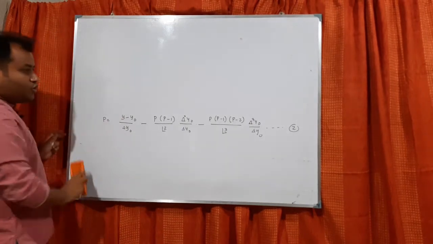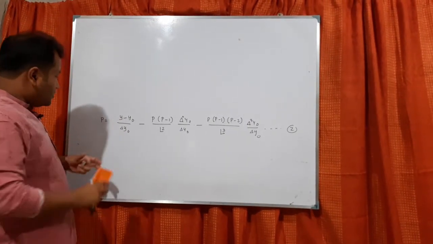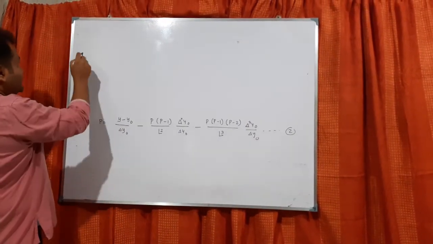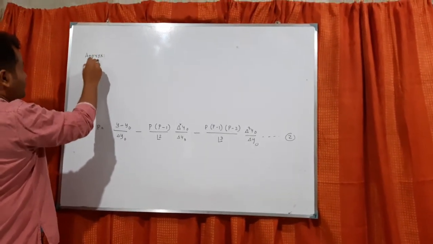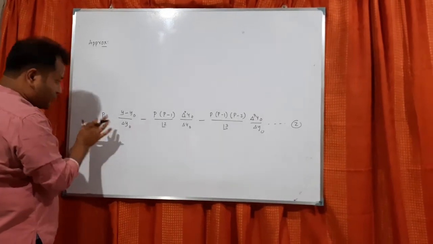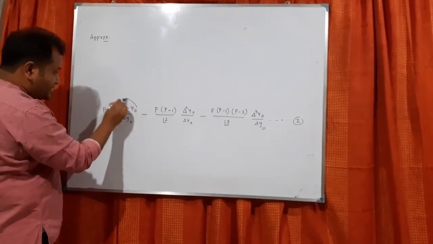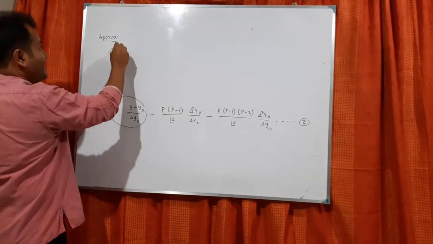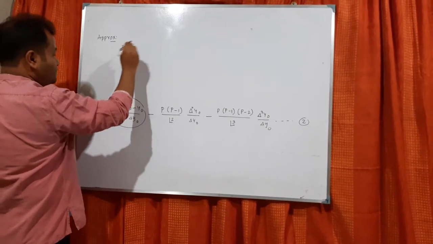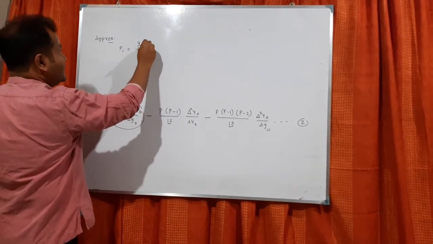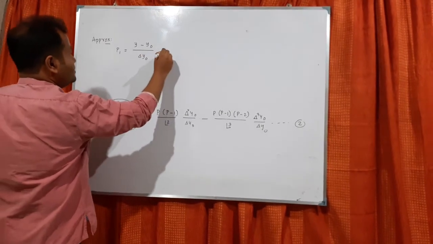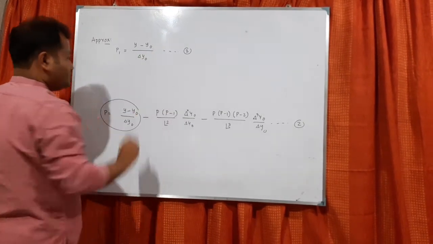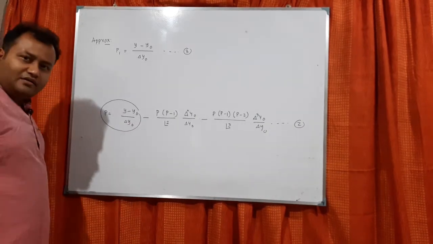Now look into this equation 2. We will be taking some approximations. What is the first approximation? We take p as just the first term, and we give that the name P1. So P1 is y minus y0 by delta y0. Say this is equation number 3. So we have got P1.